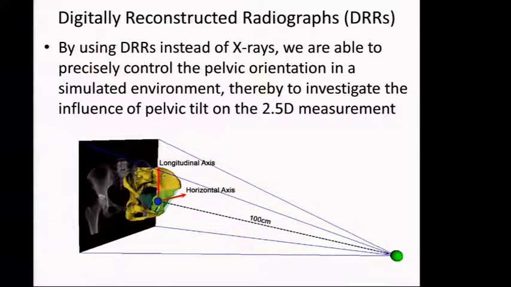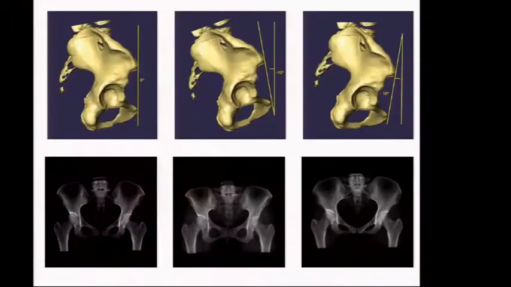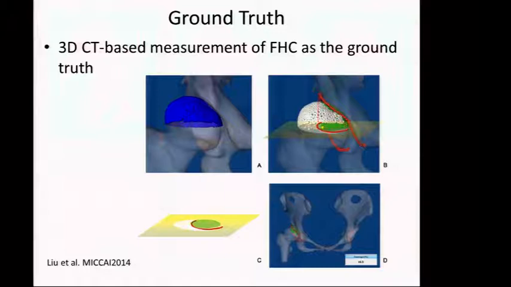Instead of using X-ray, like in the clinical routine, here we use digitally reconstructed radiographs from the CT. The reason why we use it is because this allows us to control exactly the pelvic orientation in a simulated environment, so we can investigate the influence of the pelvic tilt on the 2.5D measurement. So here are typical examples. This is a neutral position, and this is the simulated X-ray, and this is backward and forward tilt, and this is typically what you get with such a simulated DRR.